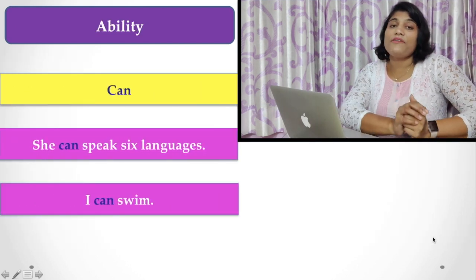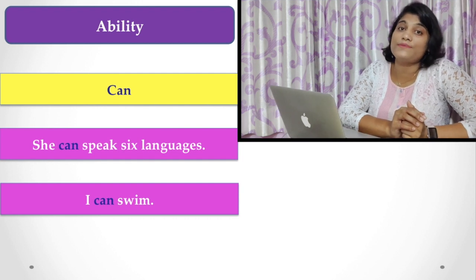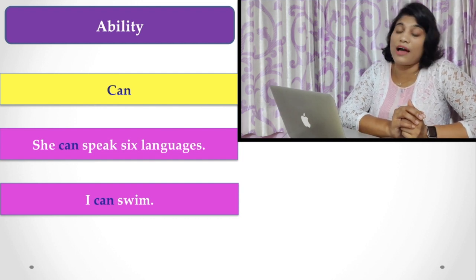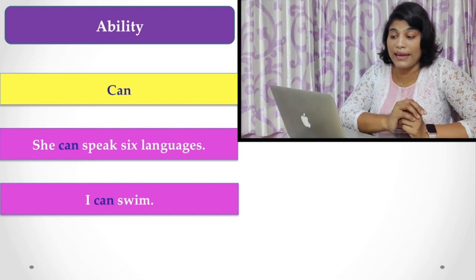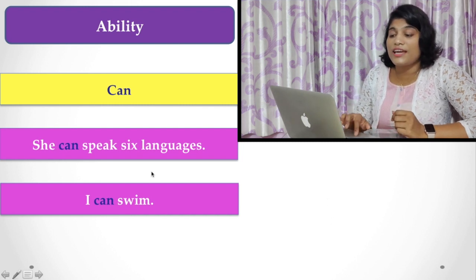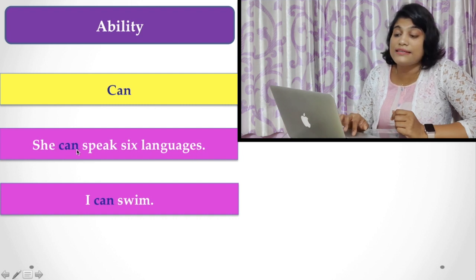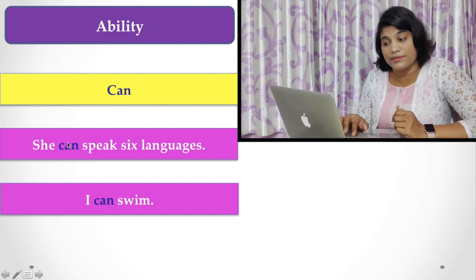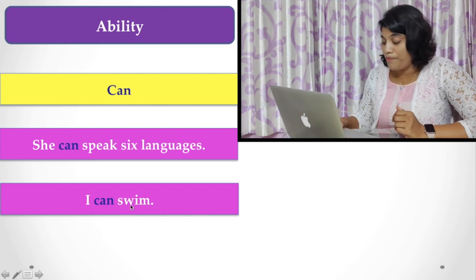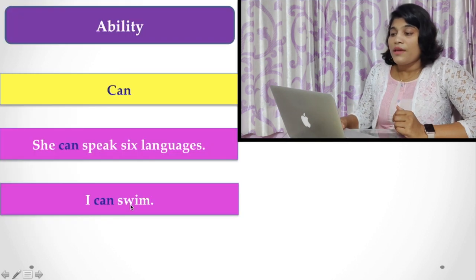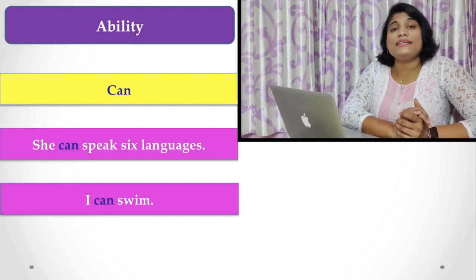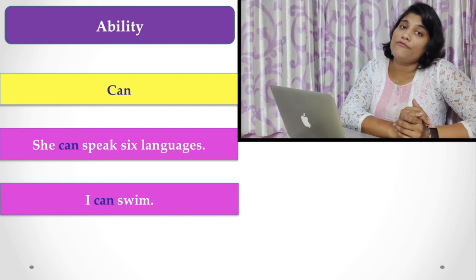Now, if you are talking about the ability to do something, you have to use modals like can. For example, she can speak 6 languages. Here you find can denoting the ability of that person. I can swim. Now, this is all about the modal verbs.